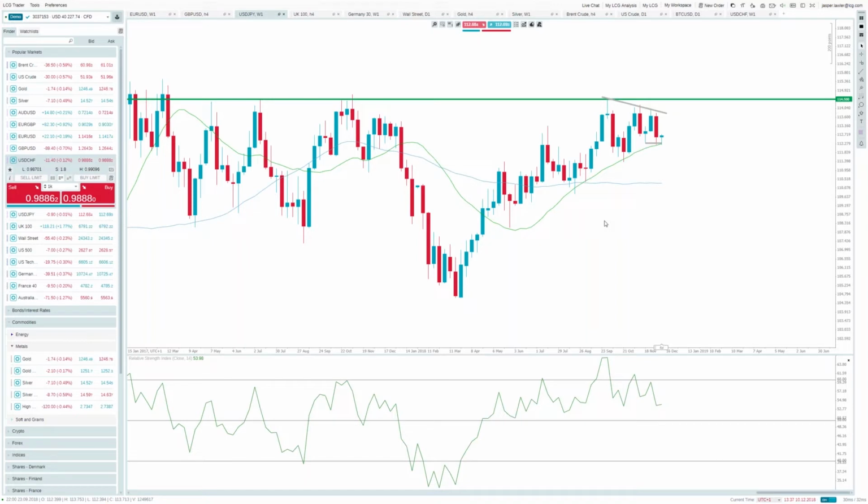Obviously, in a generally risk-off environment where the equity markets are selling off, you expect the yen to do well. But it hasn't done overly well. It's been going sideways against the dollar. Obviously, the dollar in itself is also a bit of a haven.